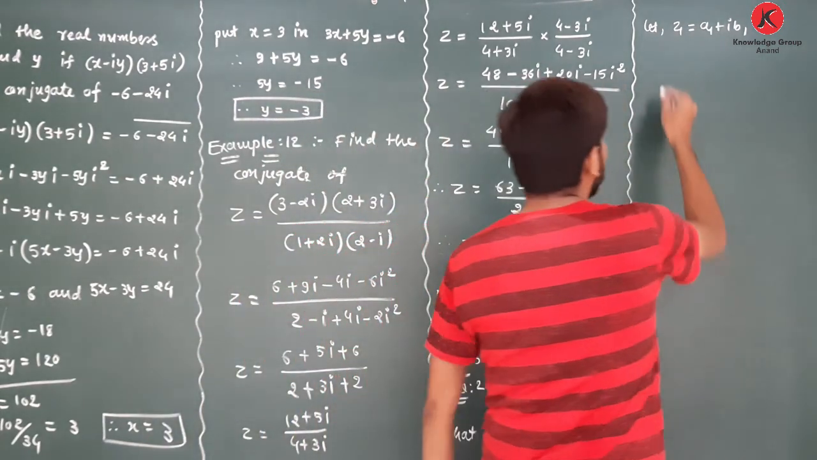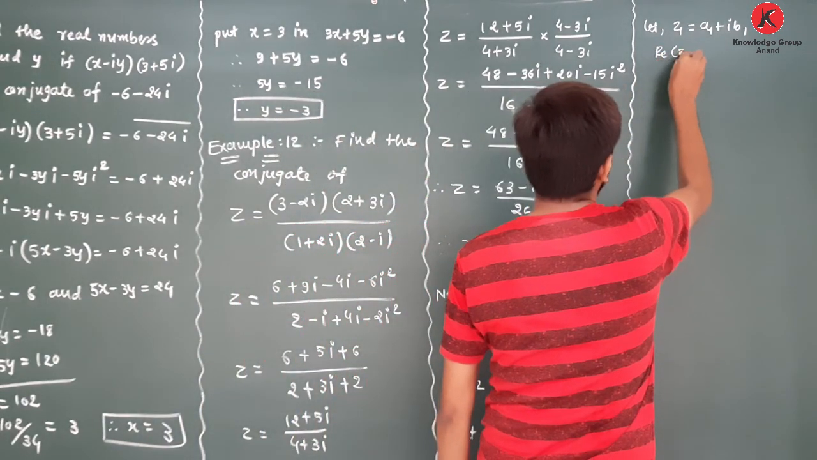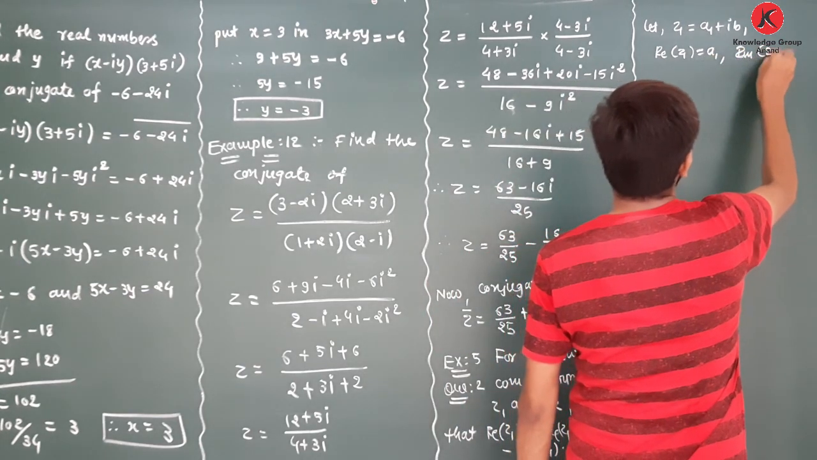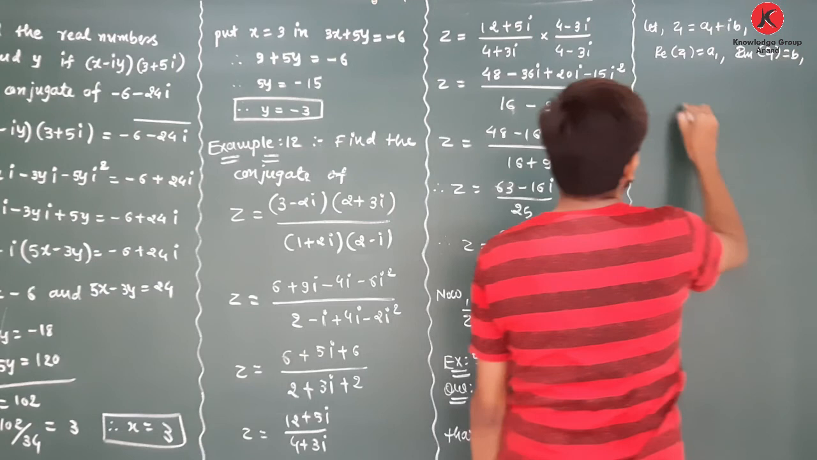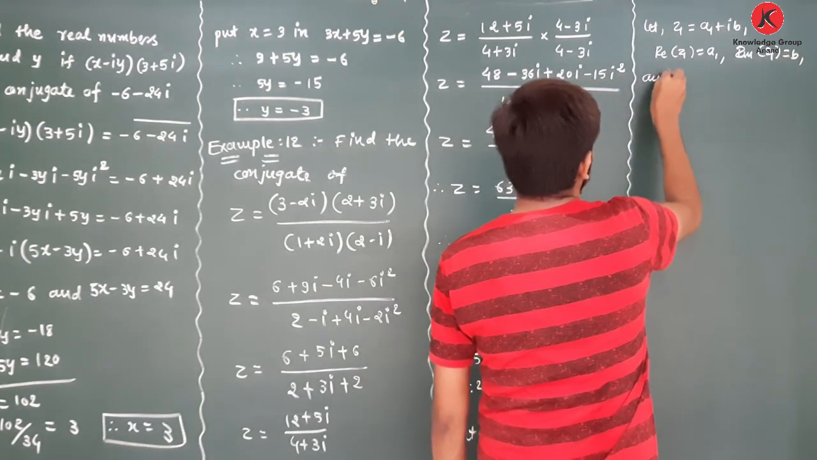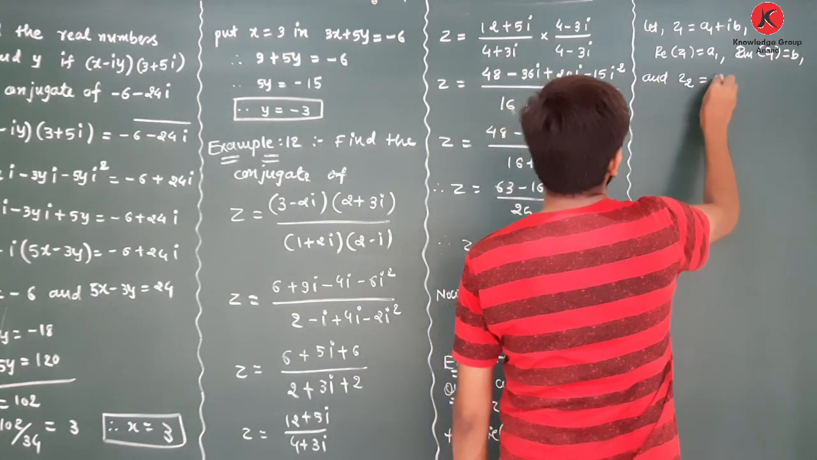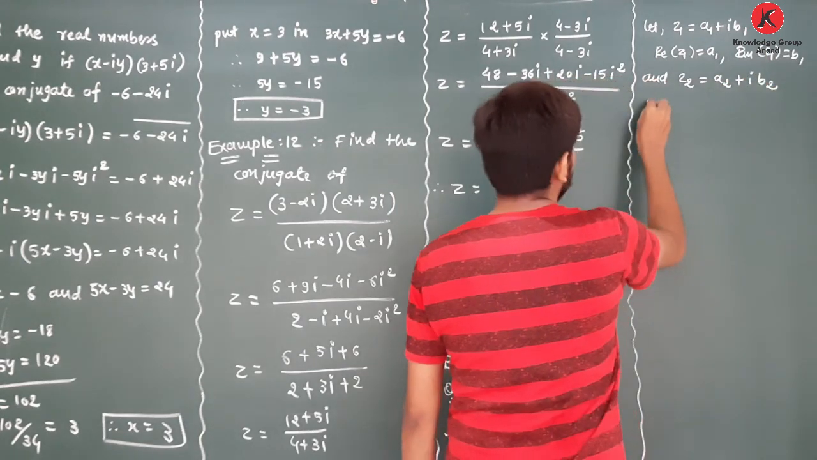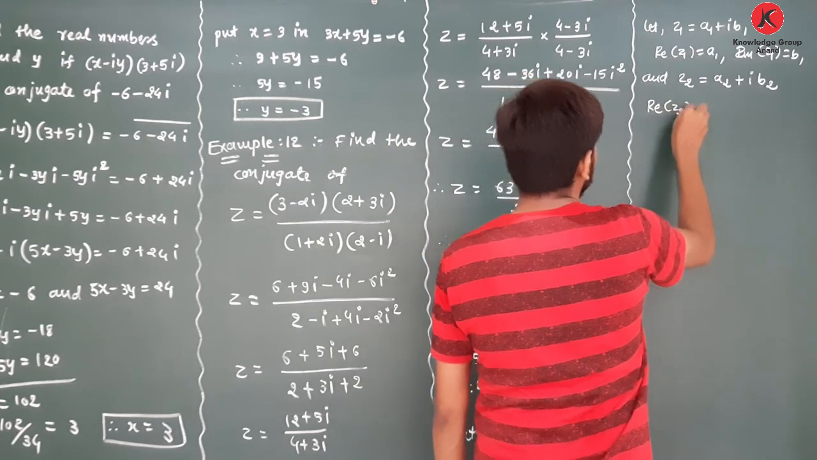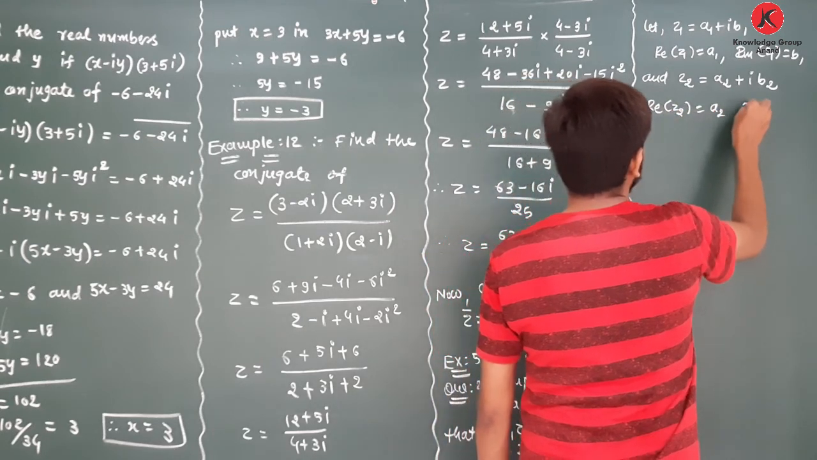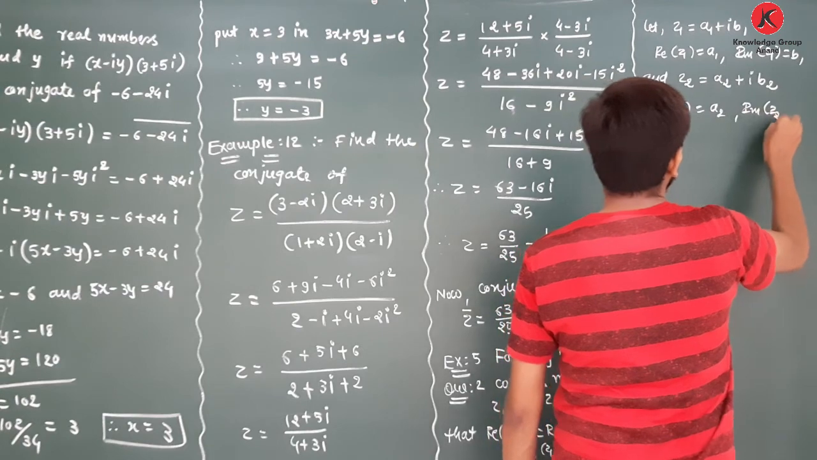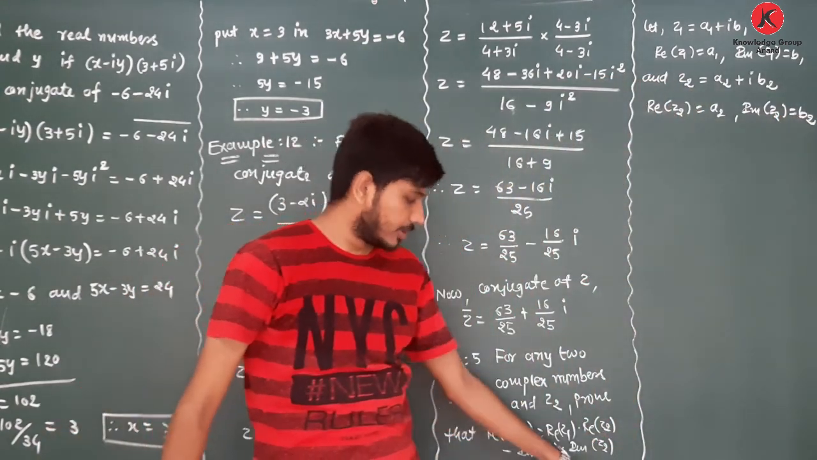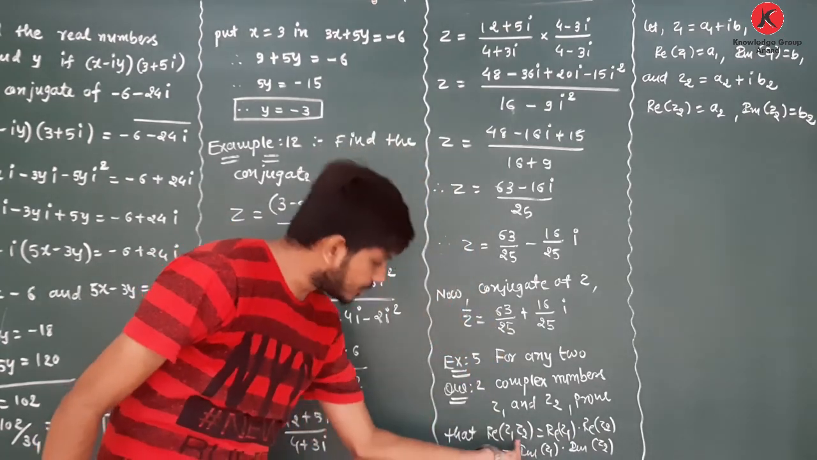What is the real part of z1? Real part of z1 is a1 and imaginary part of z1 is b1. Same way, second number z2 equals a2 plus ib2. Therefore, the real part of z2 is a2 and imaginary part of z2 is b2. Okay? We have got all these parts. Now let's talk about the real part of z1 z2.